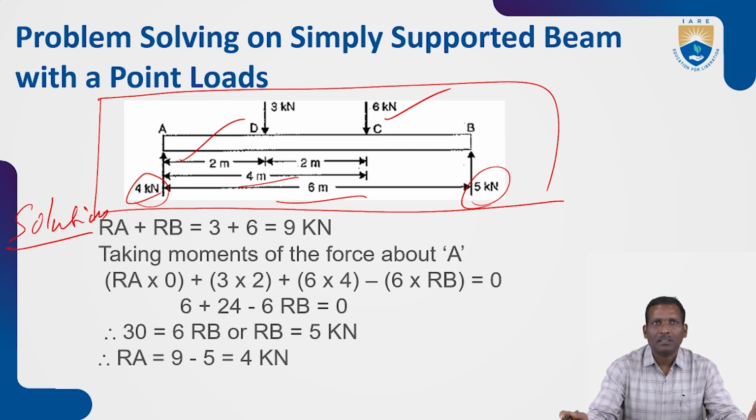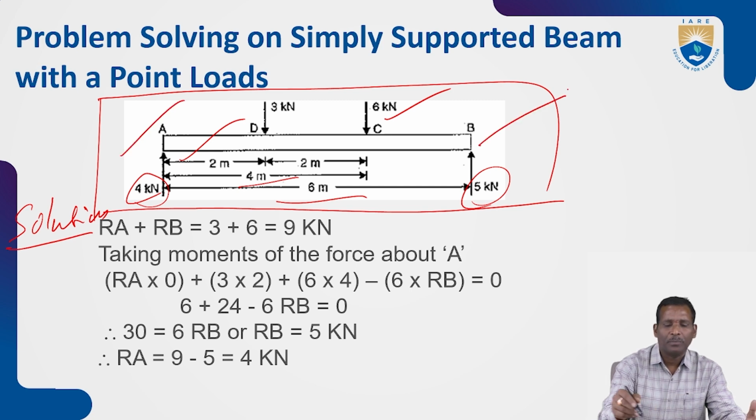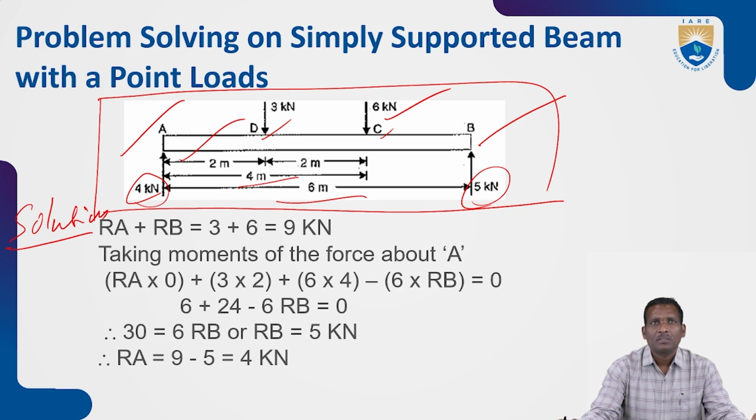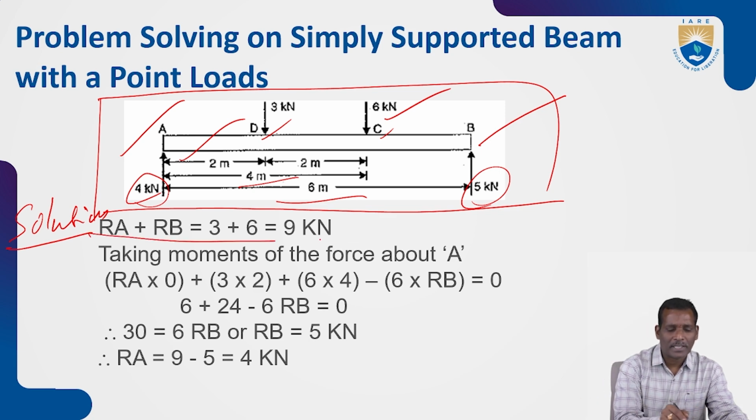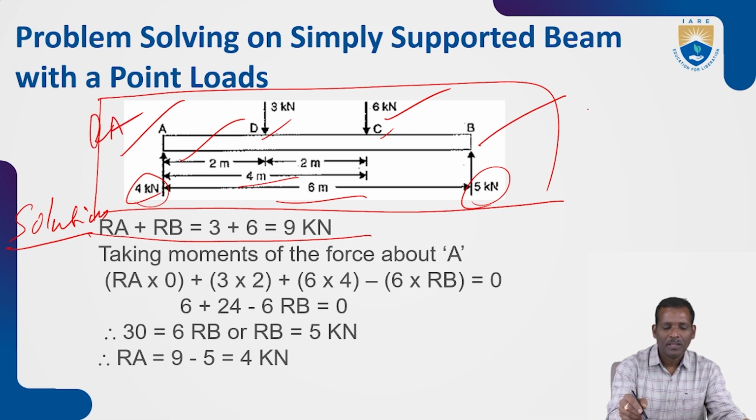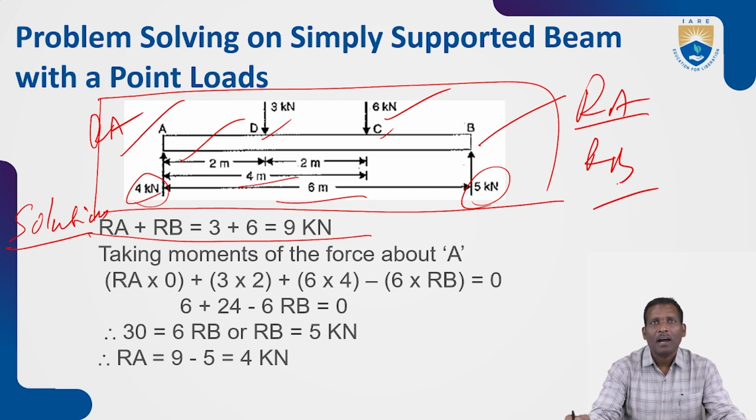Here two supports are there, A and B. These are point loads C and D. That's why we calculate the reaction forces, denoted with RA and RB. What are RA and RB? RA is the reaction force at support A, and RB is the reaction force at B. So first calculate these two reaction forces.